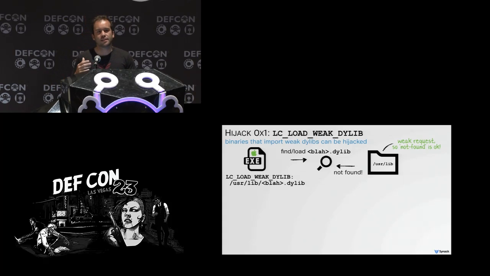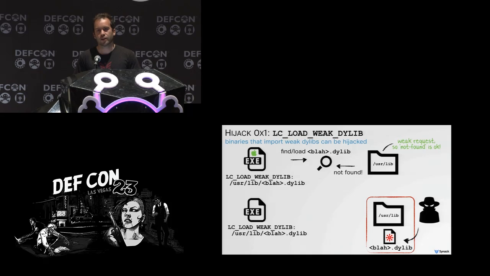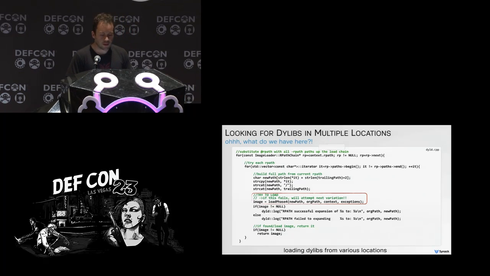So by abusing these weak dependencies, this is our first dylib hijack scenario. So here's a normal scenario. You have an application that has a weak dependency. The loader is going to go and try to find that dylib, but if that dylib is not there, the application's like, okay, I would have used it if it was there, but if it's not, no problem. So what a hacker can do is obviously plant a malicious dylib in that location, and now whenever that application is started, the loader will find the malicious dylib and be tricked into using it. Now that's the first method.